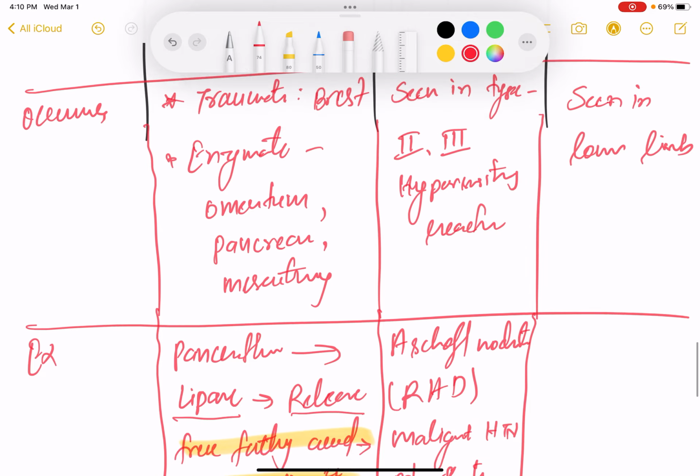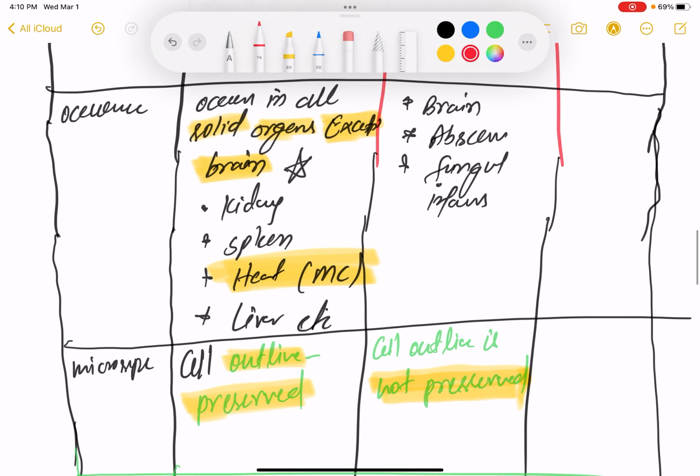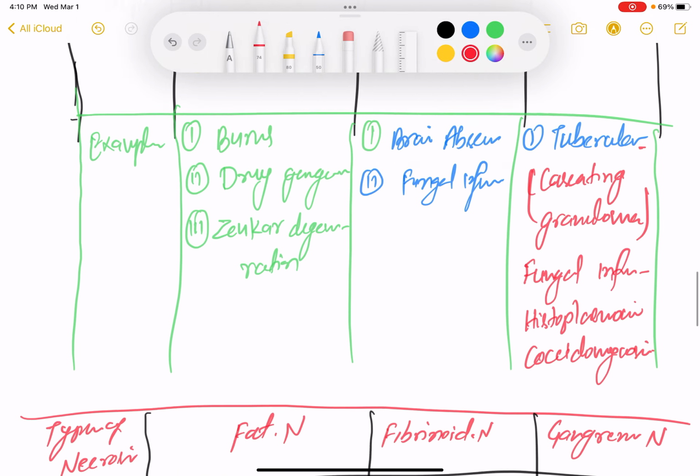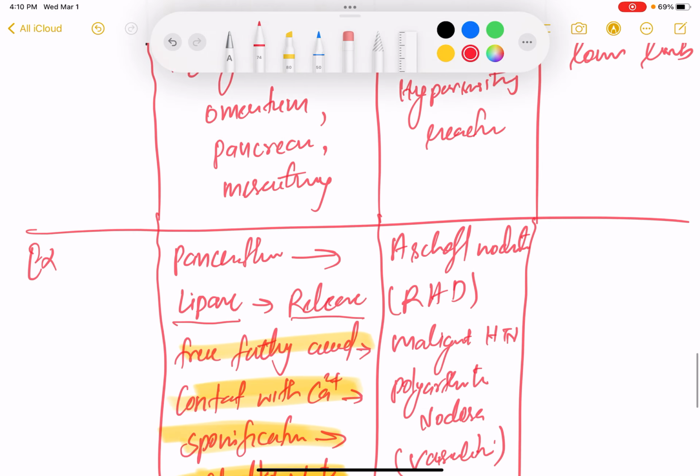So friends, this is all about necrosis. Here are all the types of necrosis, and it is a very important topic from the MCQ exam point of view.